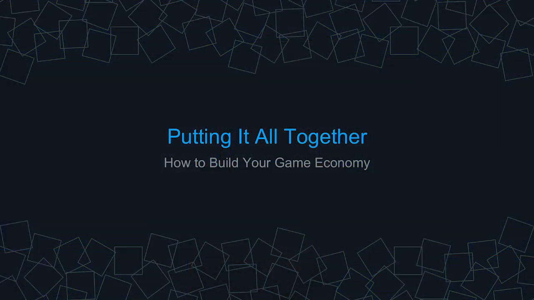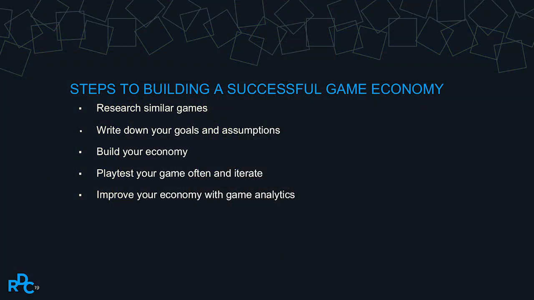So now let's put it all together. I've put together an Excel for you today of a very basic example of what an economy document would look like. There are a few steps you need to take for designing any economy. First, you need to research similar games that are out there that are inspiring to you in the game that you're making. Secondly, you want to write down your goals and assumptions. Then you want to build your economy, and then you want to play test the crap out of it. And then finally, you can improve it with game analytics, as Jeff covered in his talk earlier today.